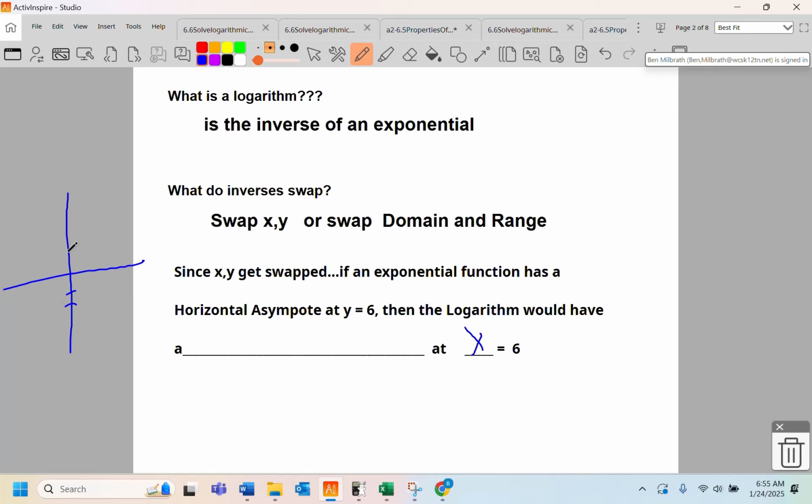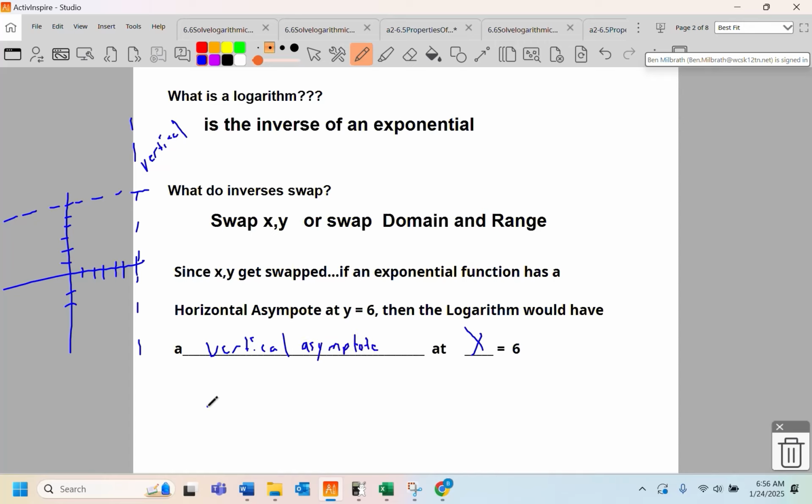So let's compare and contrast. We have something at y equals 6, and it was dashed because it was a horizontal asymptote, and now we became x equals 6. That's vertical, isn't it? So it has a vertical asymptote.